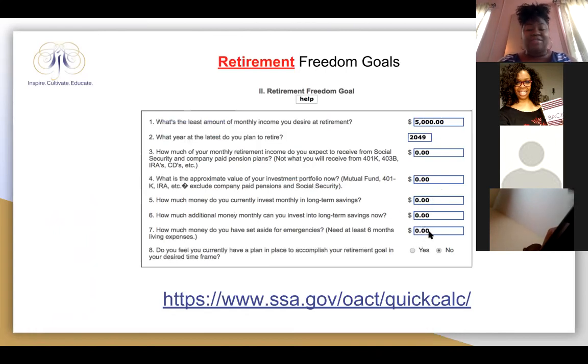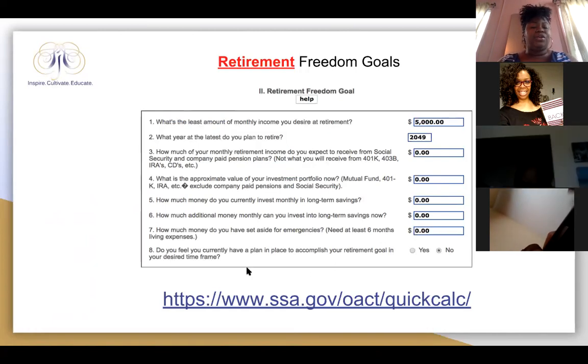How much money do you have set aside for emergencies? Unfortunately, many of us don't have an emergency fund. So for this, I have 0. Do you feel like you have a current plan in place that you can accomplish for retirement? No. So guys, what you're looking at is part of what I did before I paid off that debt. As you can see, I have no monies to help me out at this time for retirement.